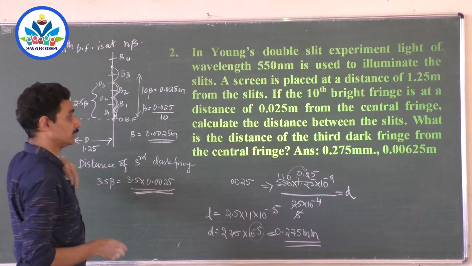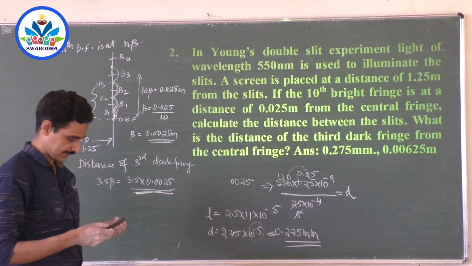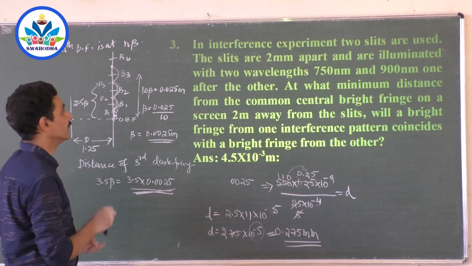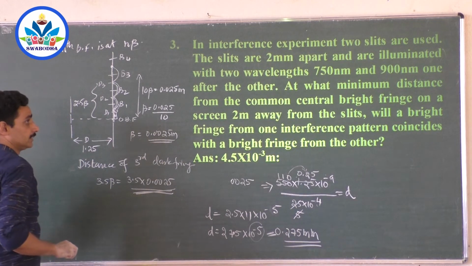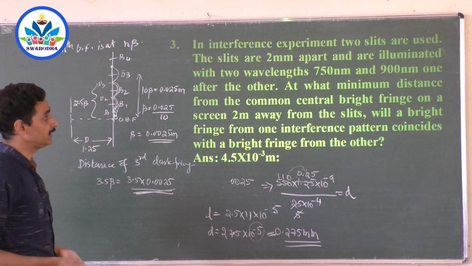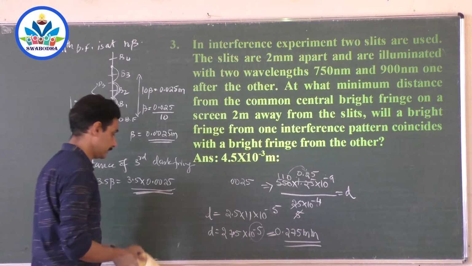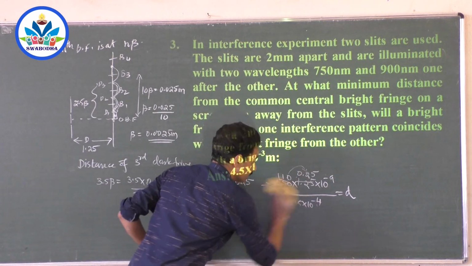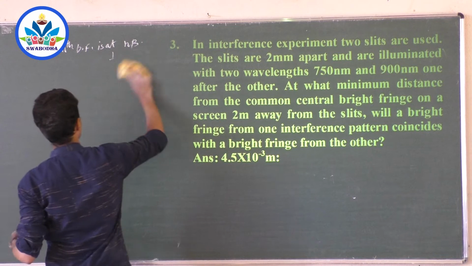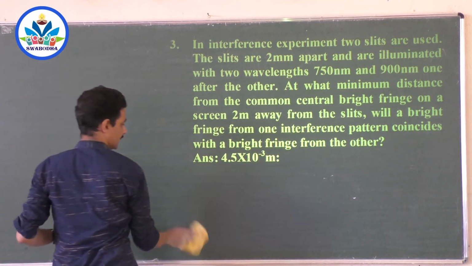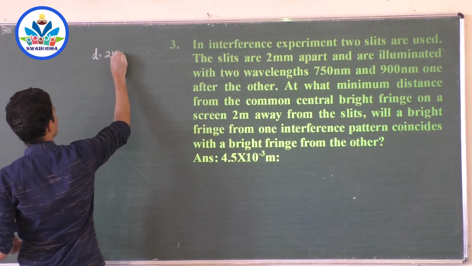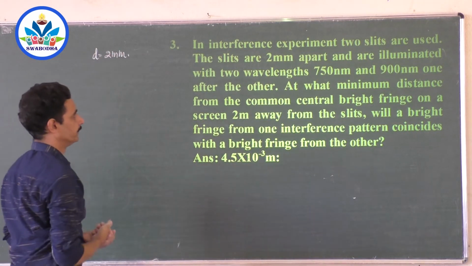Now, shall we move on to the third one? Ready? Yes. Okay, third one. The interference experiment. There are two slits, okay, we know it. The slits are 2 millimeter apart. Let us not waste the time, we will list them. So you list it in your paper. Don't simply waste the time by gazing at this video. Just simply go on writing it. Distance between the slits is 2 millimeter.